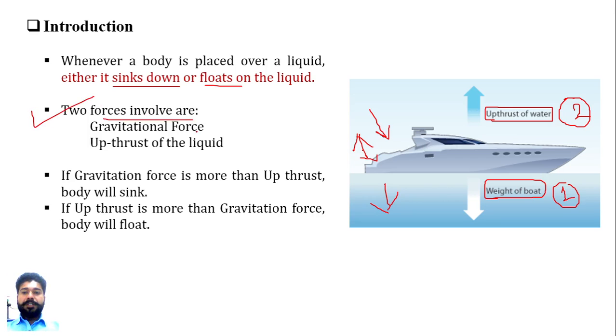Two forces are involved in the cases of a body sinking and a body floating. The first force is the gravitational force, which is the weight of the body, equal to rho g V. Weight of body is mg, the mass times gravitational acceleration. The second force is the upthrust of the liquid on that body. So mainly two forces act on the body.